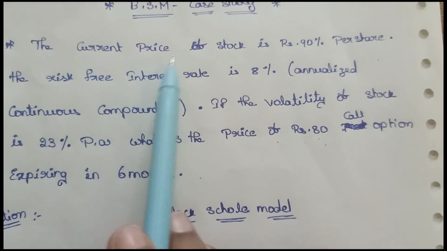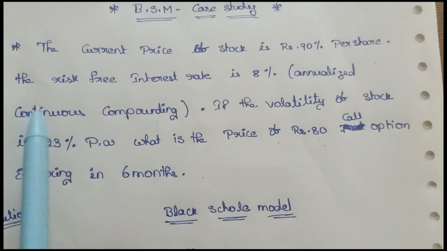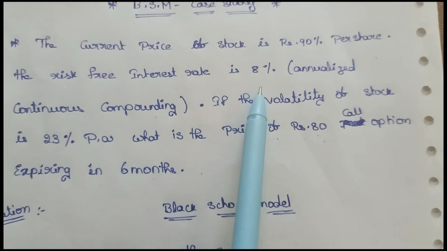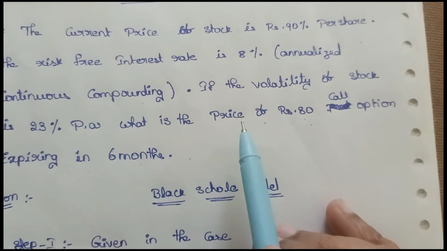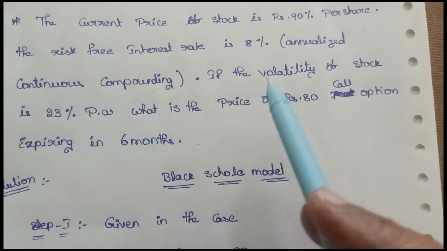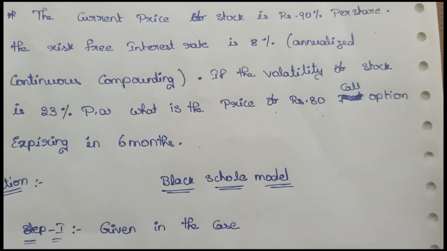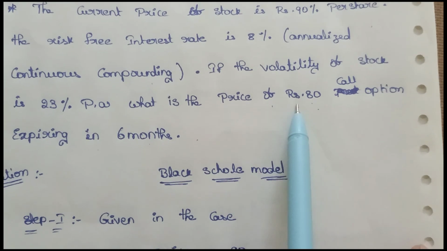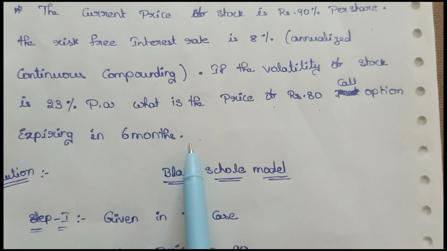The current price of the stock is 90 rupees per share. The risk-free interest rate is 8% annualized continuous compounding, and the volatility of the stock is 23% per annum. The volatility of the stock is considered as the standard deviation. What is the price of an 80 rupees call option expiring in 6 months?